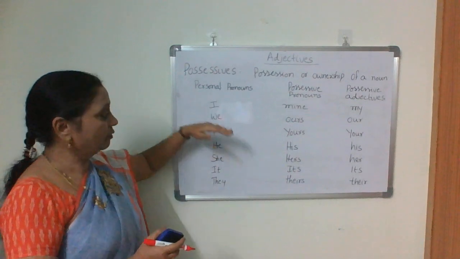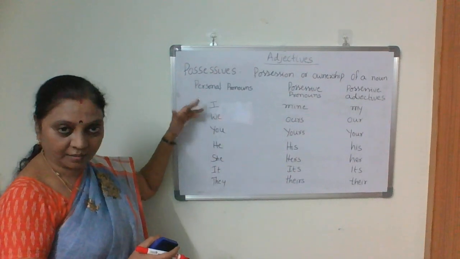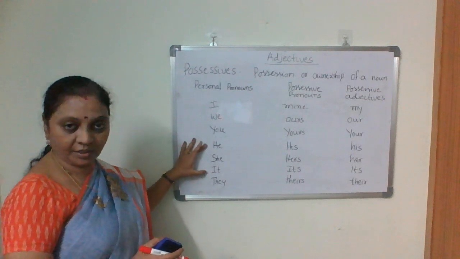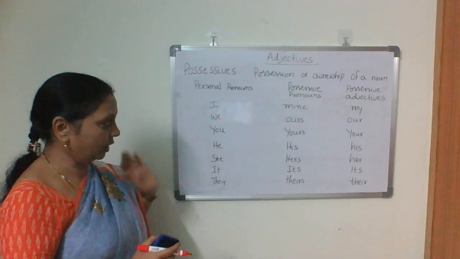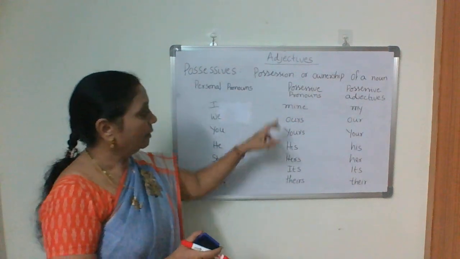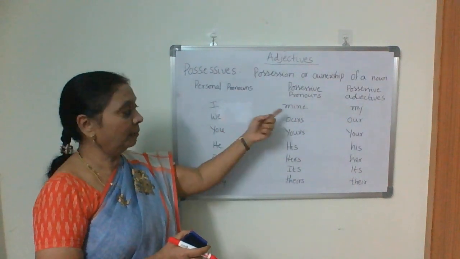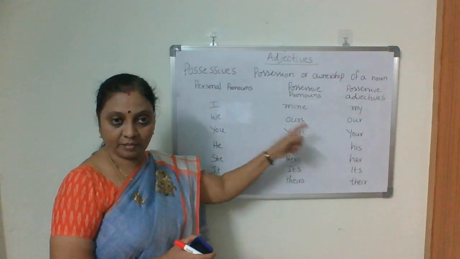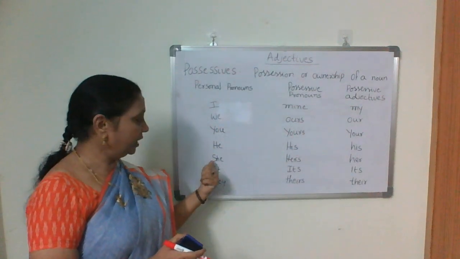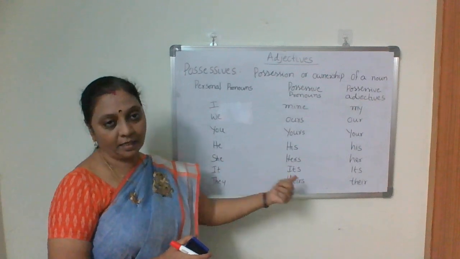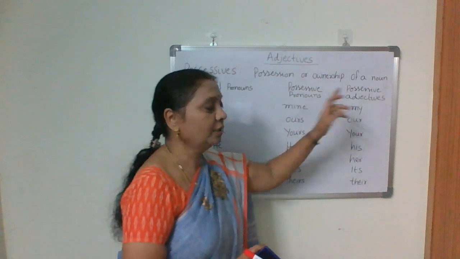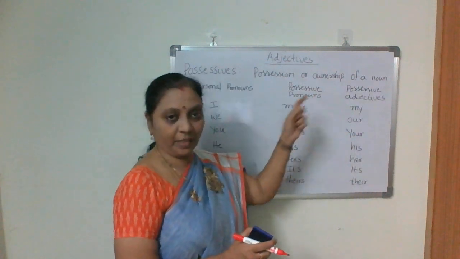Okay. Now, personal pronouns, what are those? Three persons. First, I and we, singular plural. Second, you. Third person, he, she, it, singular. They, plural. For these possessive pronouns, mine. For I, mine. We, ours. You, yours. He, his. She, hers. It, its. They, theirs.